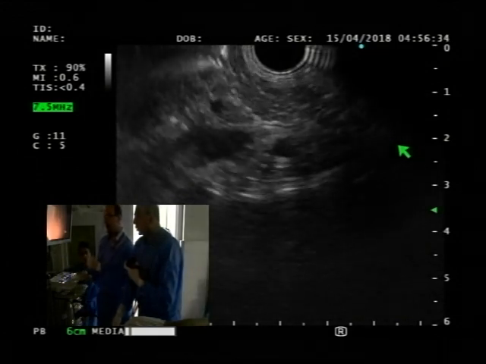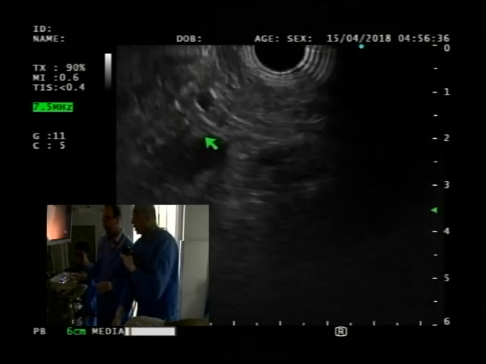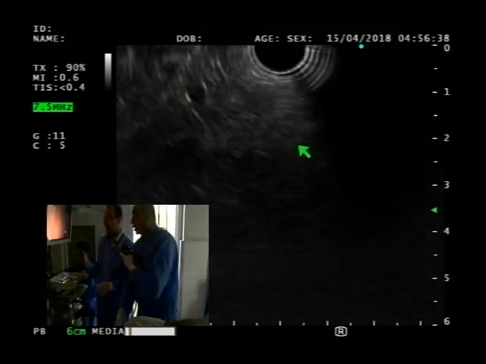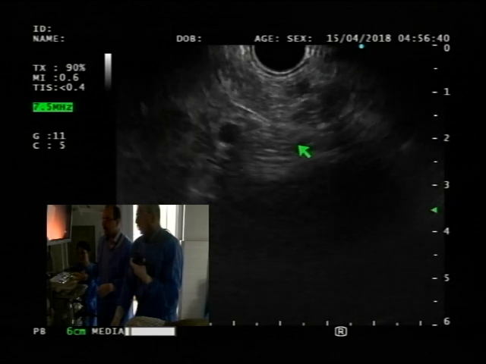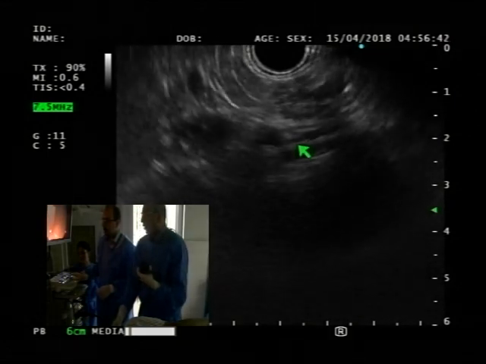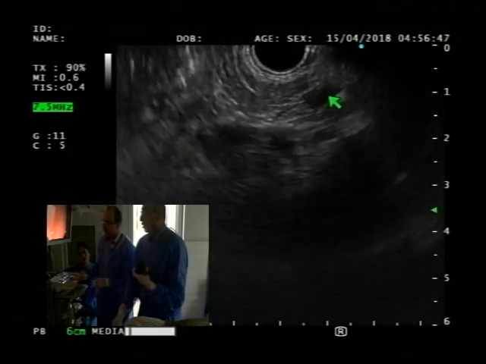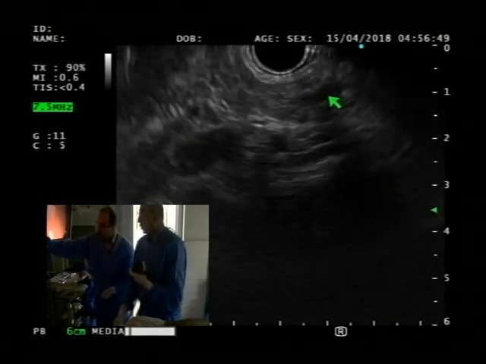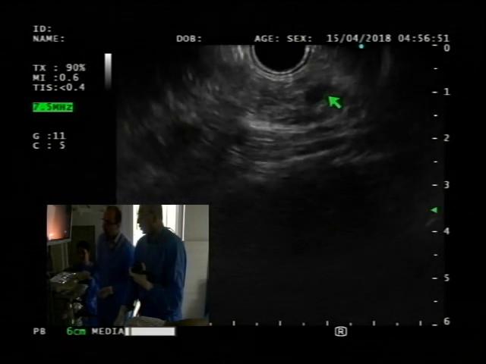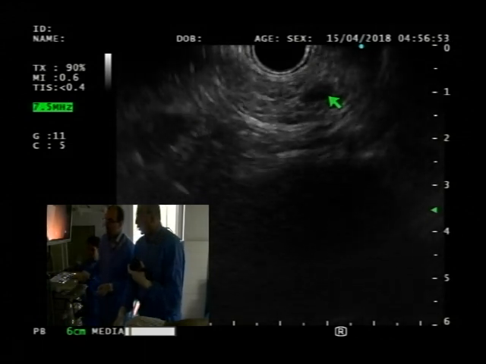Now go clockwise. That may be the duct, or that's a vessel. So let's figure out where our pancreatic duct went. So go counter. There it is. Okay, so now we have our duct in view. So let's pull back a bit to bring it in the center. And now go counter because we want to follow it towards the neck and body.